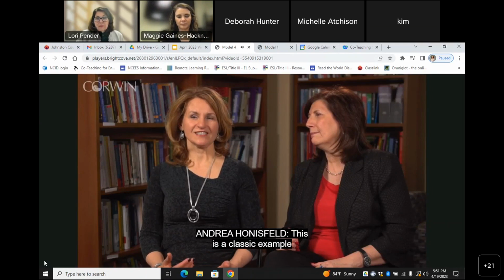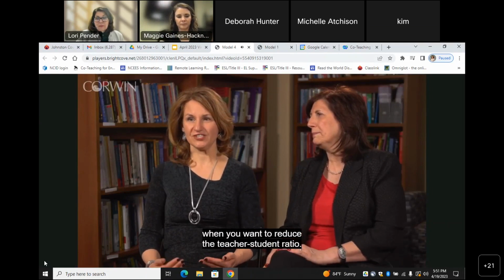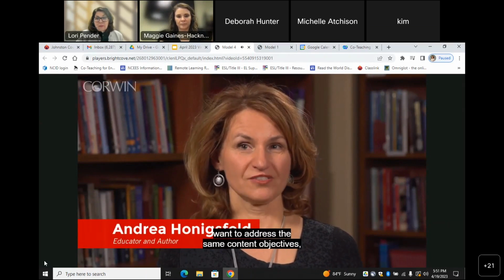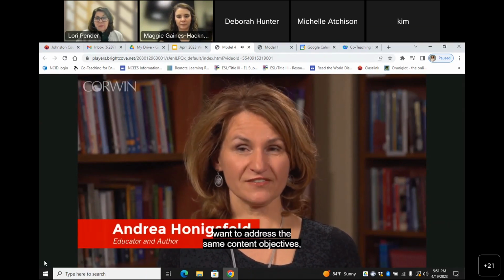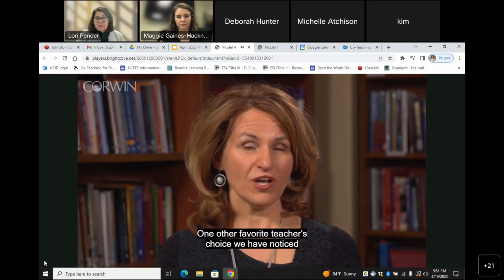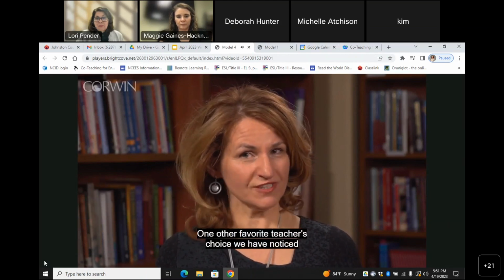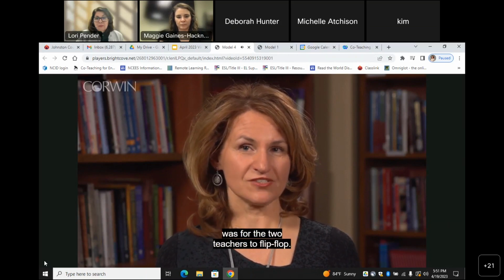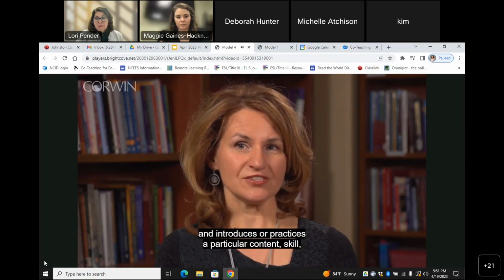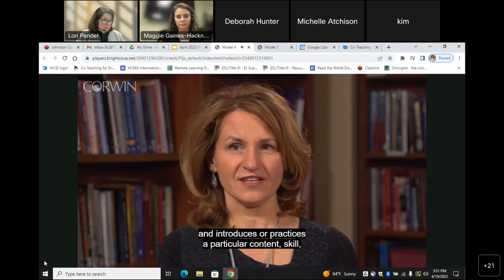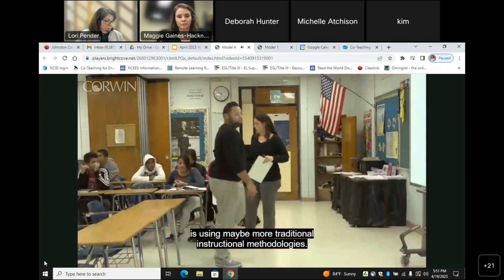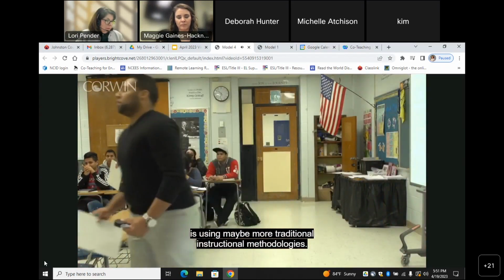This is a classic example when you want to reduce the teacher-student ratio because you have 2 teachers. You want to address the same content objectives, the same learning targets, but you might use a different pathway. One other favorite teacher choice we have noticed was for the 2 teachers to flip-flop. If one is using smartboard technology and introduces or practices a particular content, skill, or strategy one way, the other teacher is using maybe more traditional instructional methodologies.